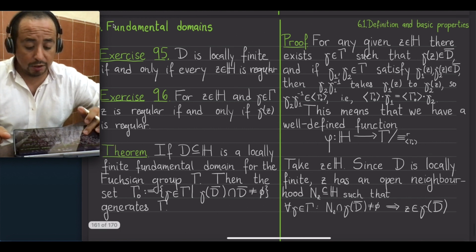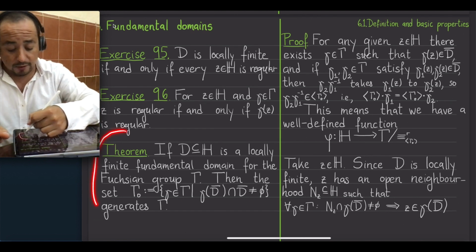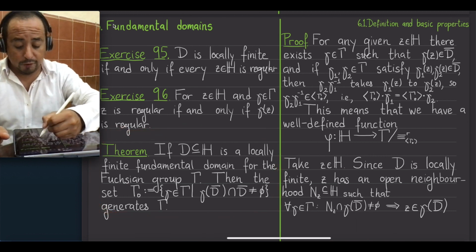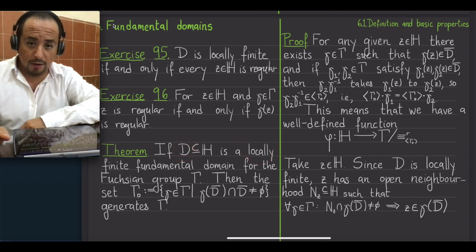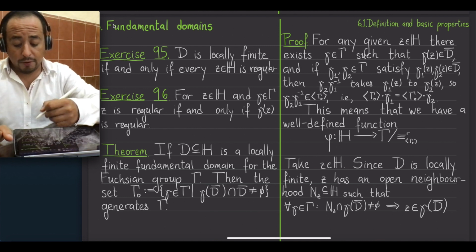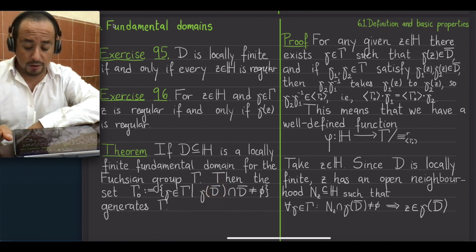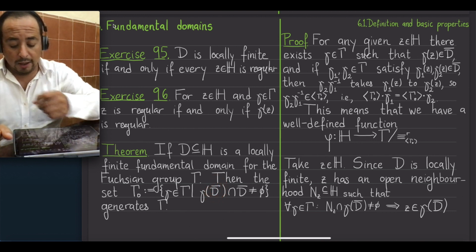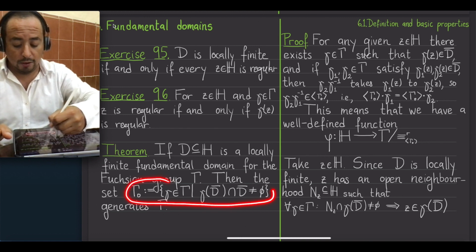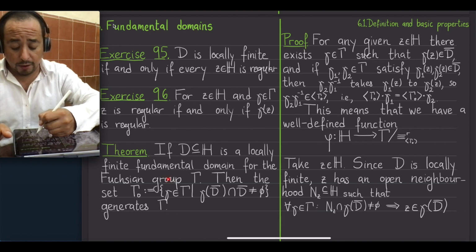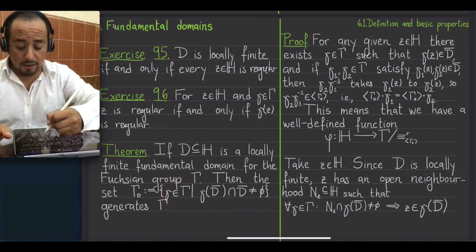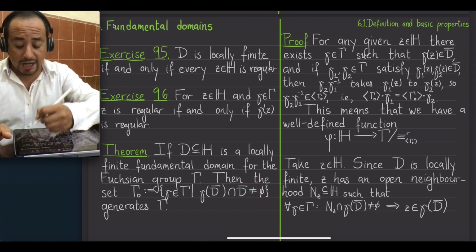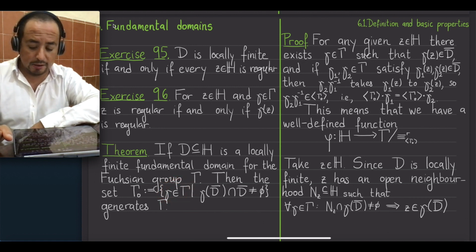So let's finish for today with this very nice theorem, which is, if you start with a locally finite fundamental domain, then you can find a set of generators for your group using that locally finite fundamental domain, in the obvious way, if you will. Namely, if you consider the elements of gamma that don't move the topological closure of D very far away, that set generates gamma as a subgroup.